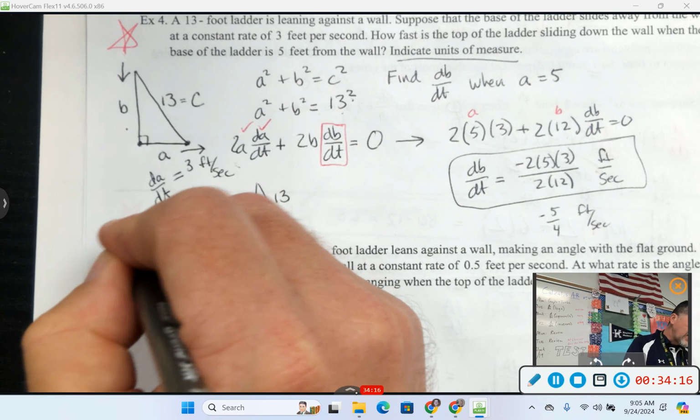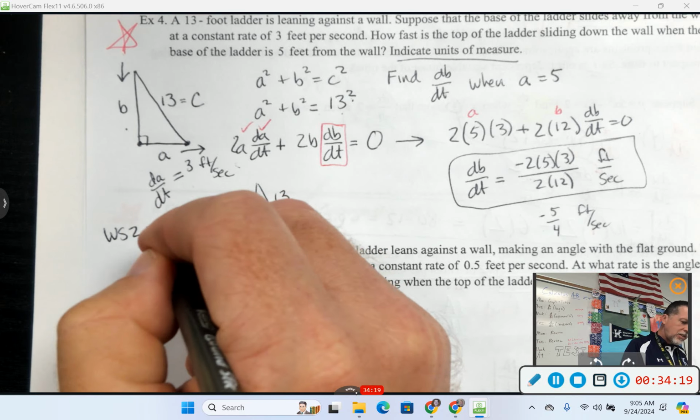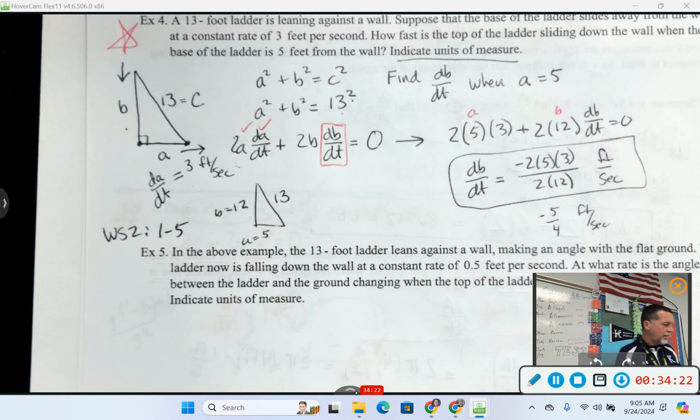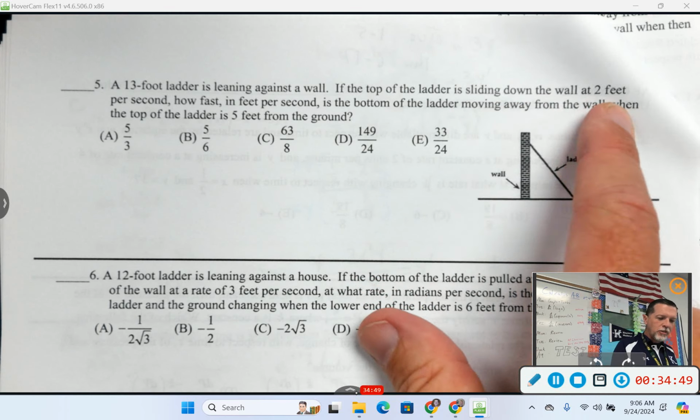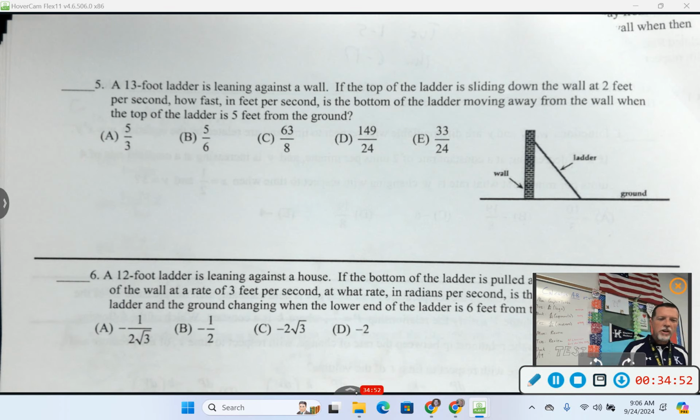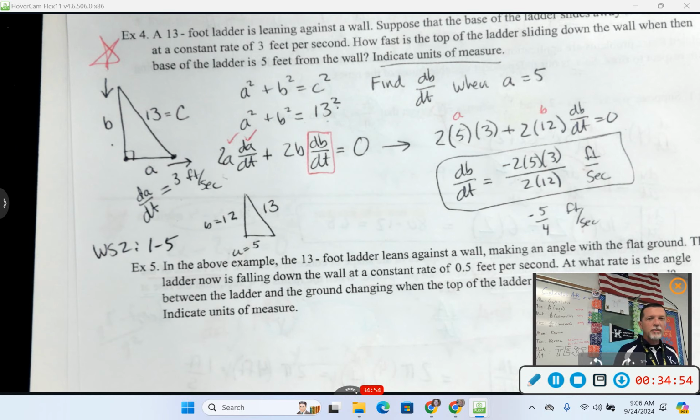Okay, today's assignment, worksheet 2, let's try just 1 through 5. And some of those are pretty straightforward, not even word problems. And then 5 is pretty close to the same example. It's not exactly the same numbers. Looking at number 5, now we know that the top of the ladder is sliding down the wall at 2 feet per second. So we've sort of changed up what we know, but it's definitely the same type of problem.